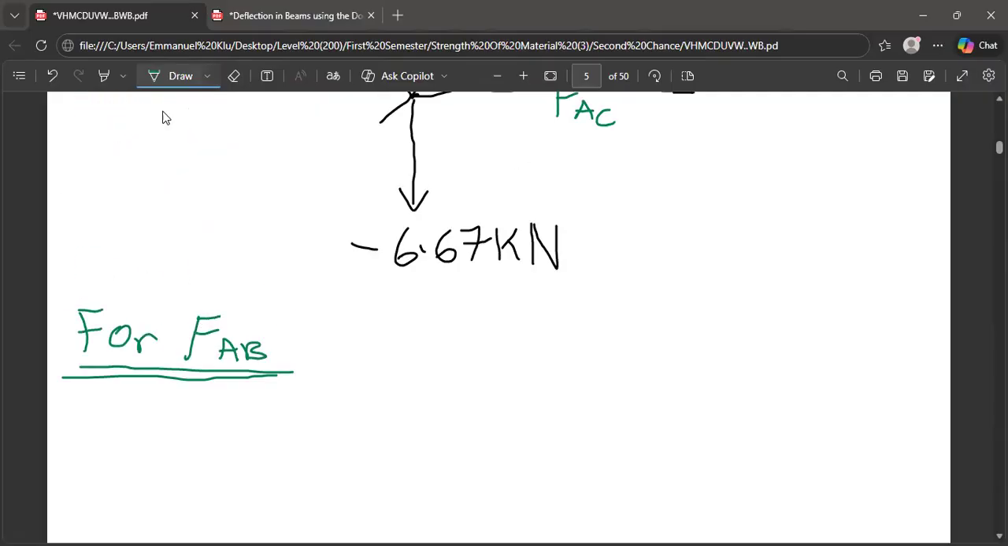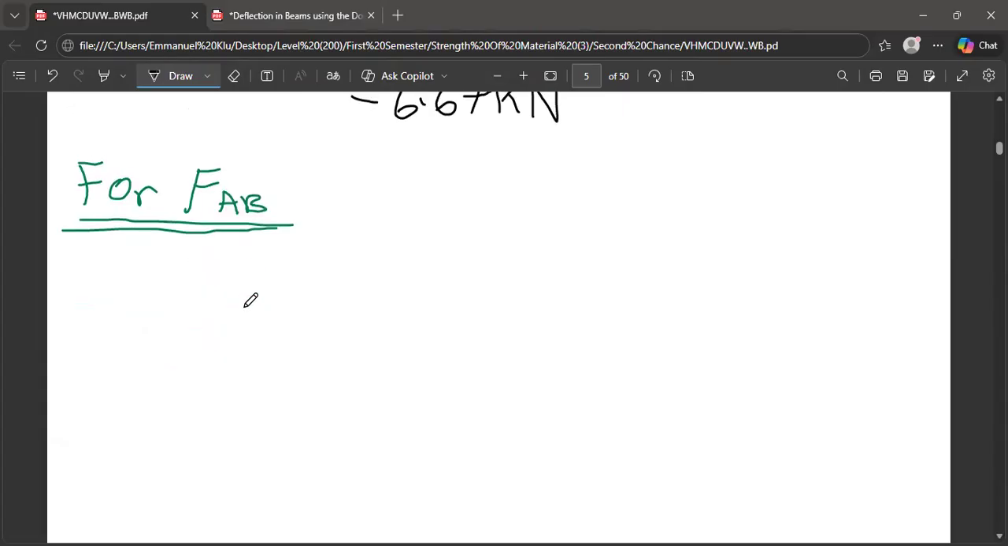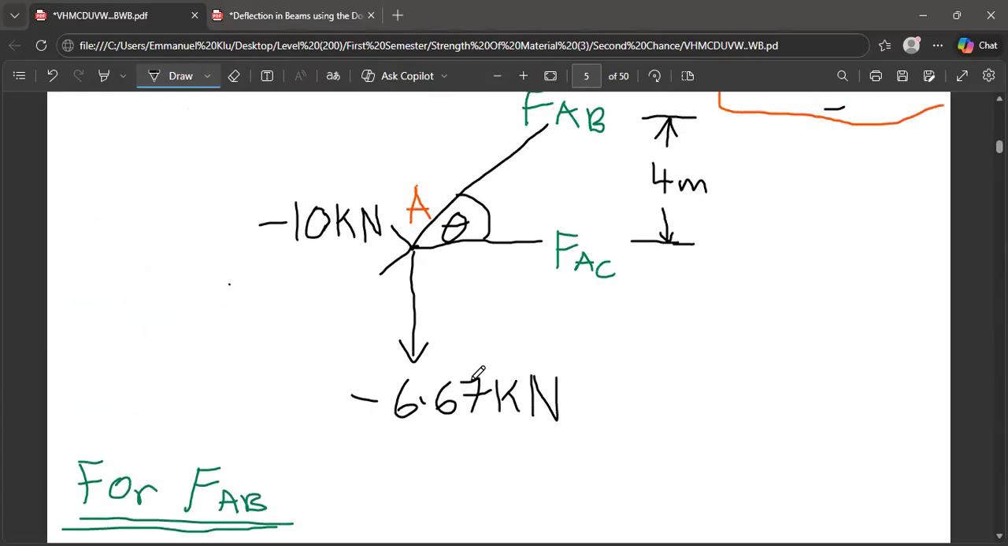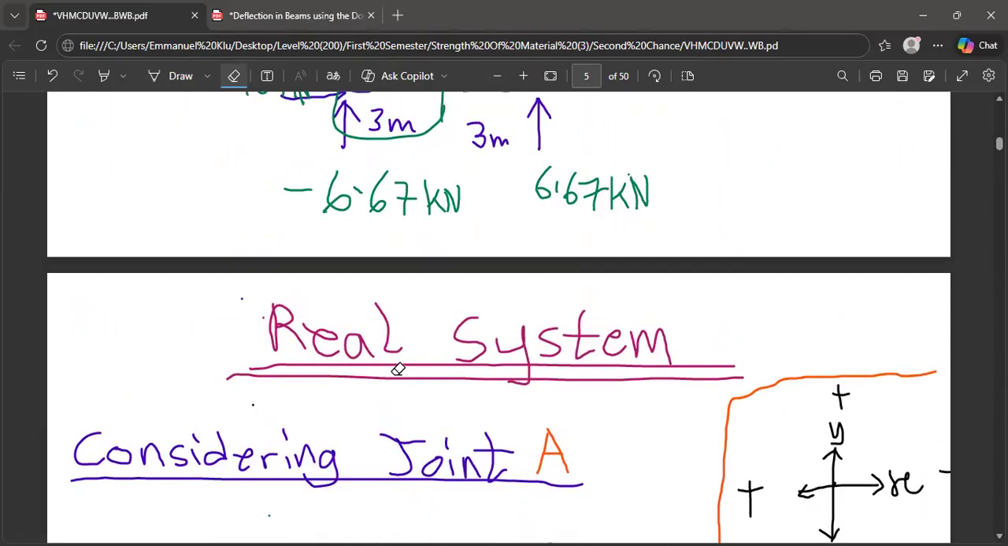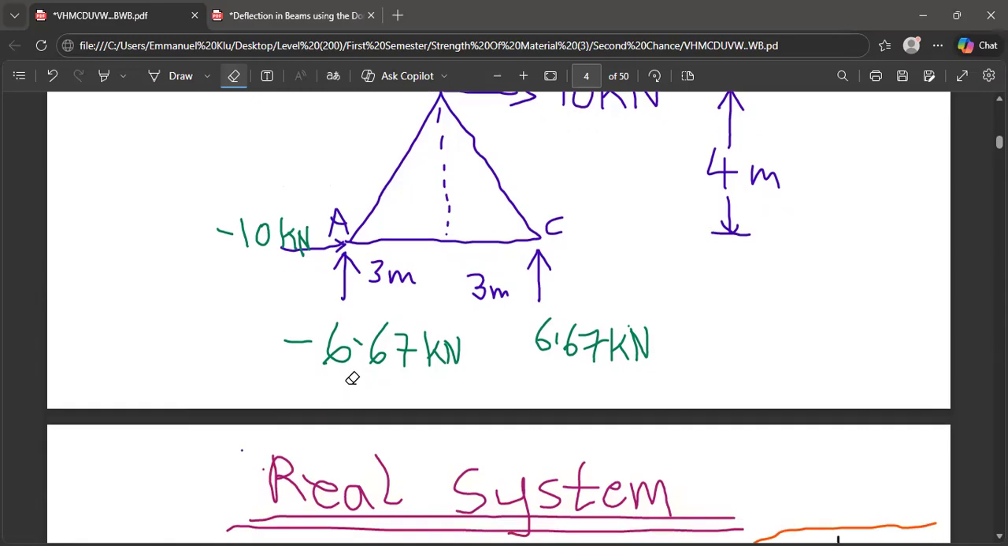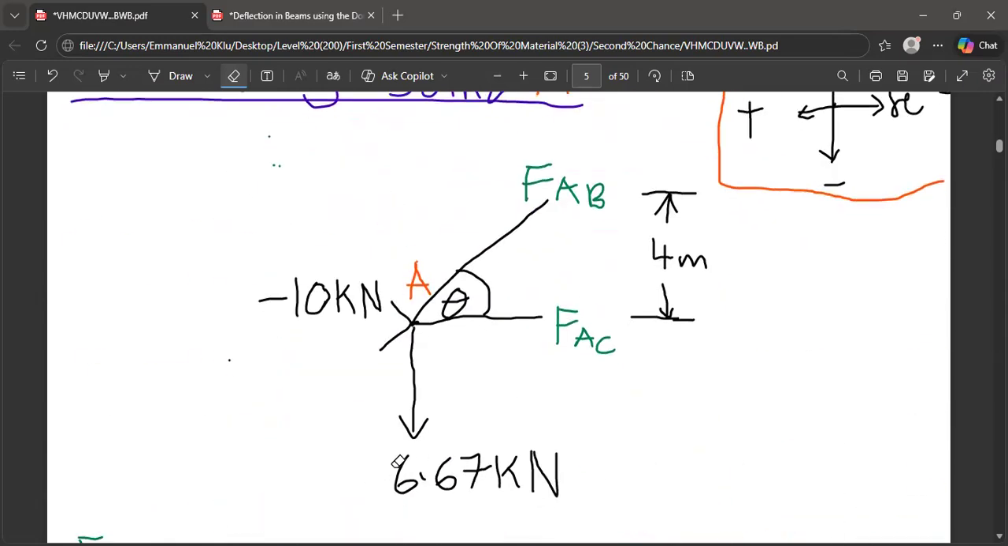And for FAB, we are going to consider all the forces. Look, this is negative 6.67. Because it's already moving down, we have to clean this negative sign. See, this is what I was saying. I just have to clean this for it to look equal. So now we can say that this looks equal to what you are seeing over here.